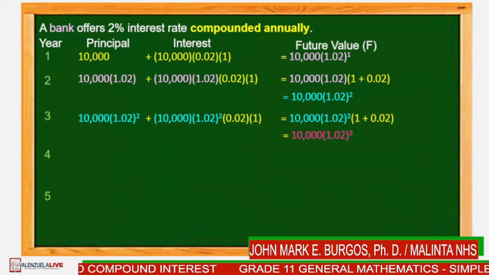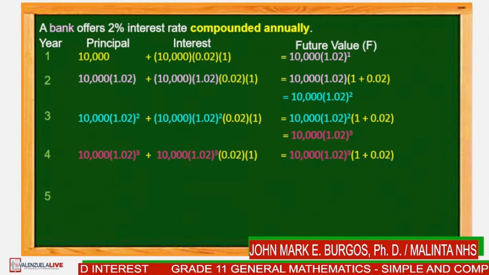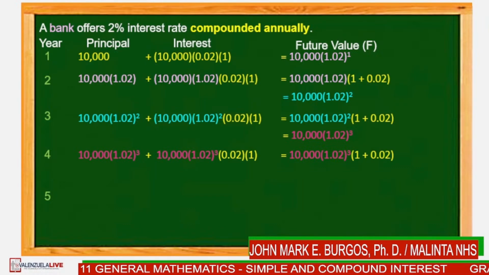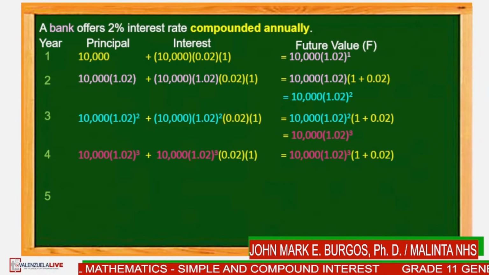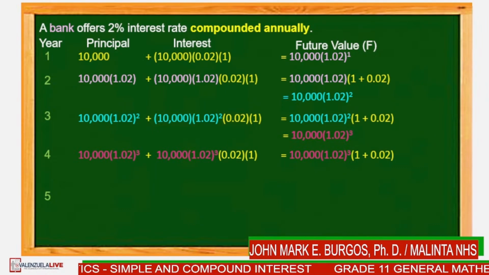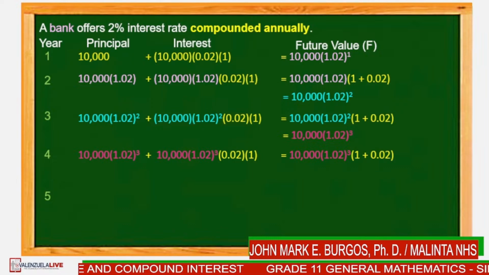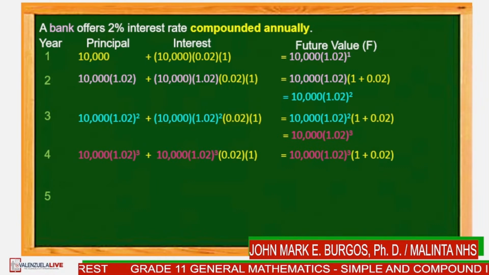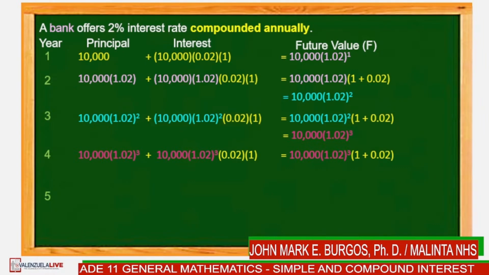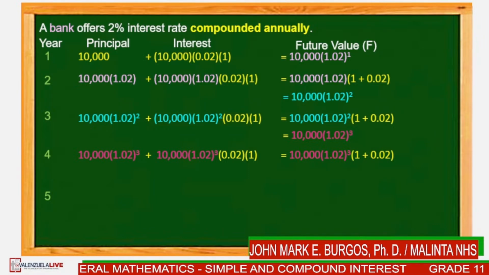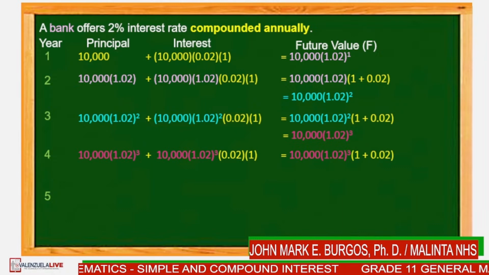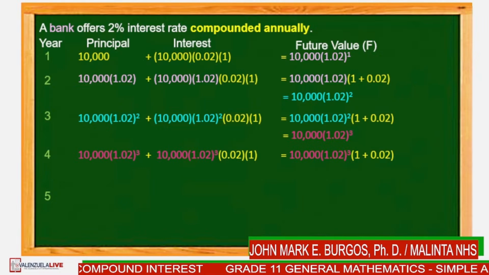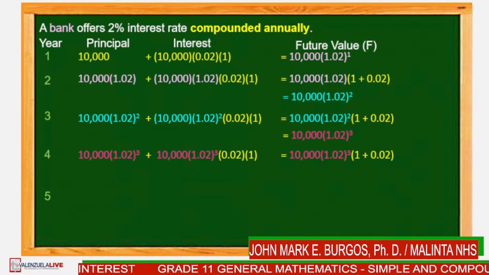For year 4, using the future value computed for the principal, which is 10,000 times 1.02 raised to the power of 3, plus 10,000 times 1.02 raised to the power of 3 times 0.02 times 1, the future value will be 10,000 times 1.02 raised to the power of 3 times 1 plus 0.02, or to shorten it, it will be 10,000 times 1.02 raised to the power of 4.